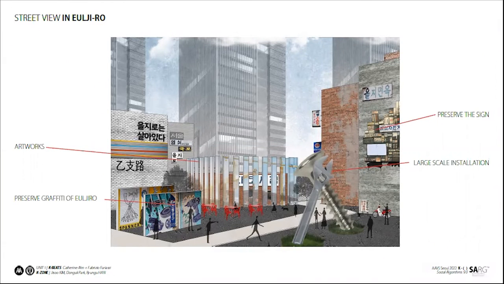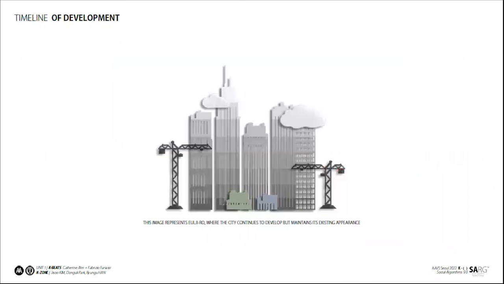As can be seen from the image, there is a large-scale installation on the street, and the signs and graffiti are preserved, which are characteristics of Ujiro. This can not only occupy space and slow down development, but also attract people's attention. You can also check out the public artworks made of mirror that show a comparison between the future and past of Ujiro. This image represents Ujiro, where the city continues to develop but maintains its existing appearance.